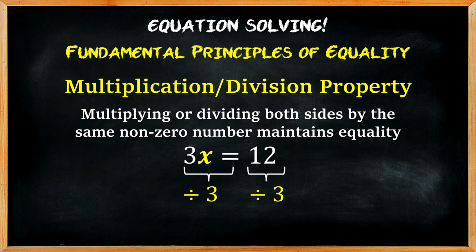We divide the left side by 3 and divide the right side by 3. Again, this maintains the balance of the equation. The result is x equals 4. Once again, the equality is preserved through our systematic approach.